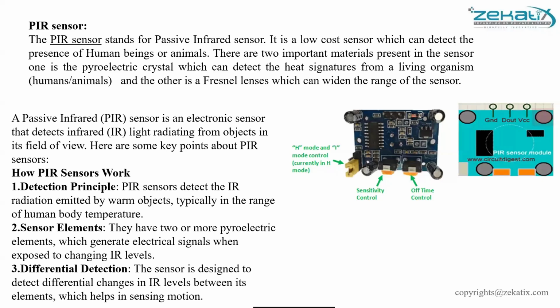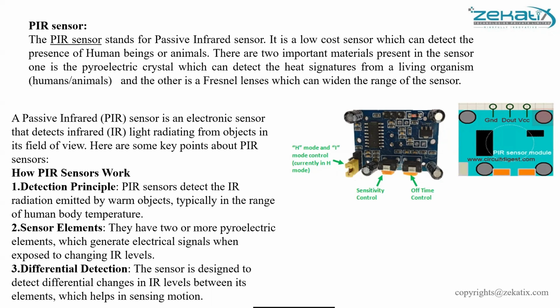The next topic is about interfacing a motion detector PIR sensor in Tinkercad using the Arduino. Let us first learn what a PIR sensor is. PIR stands for passive infrared sensor. It is a low-cost sensor which can detect the presence of human beings or animals.